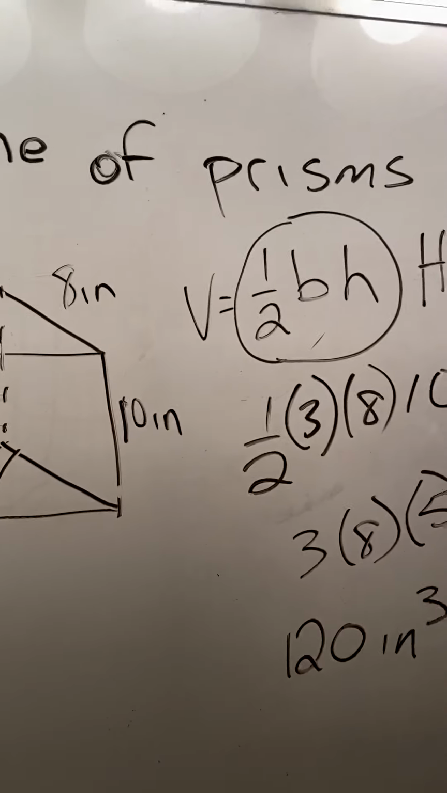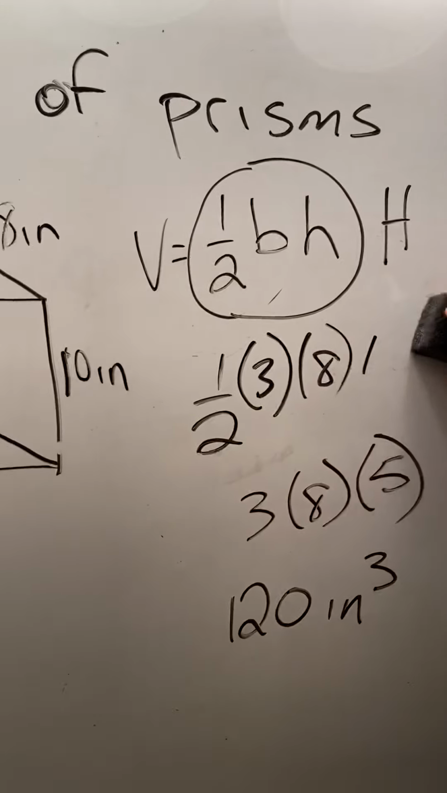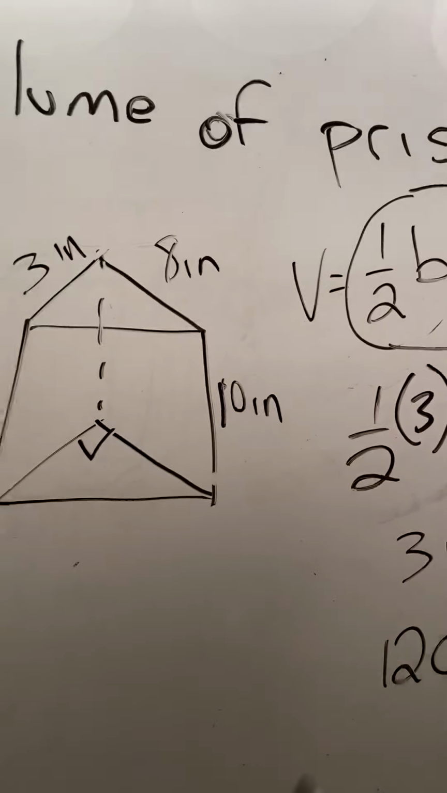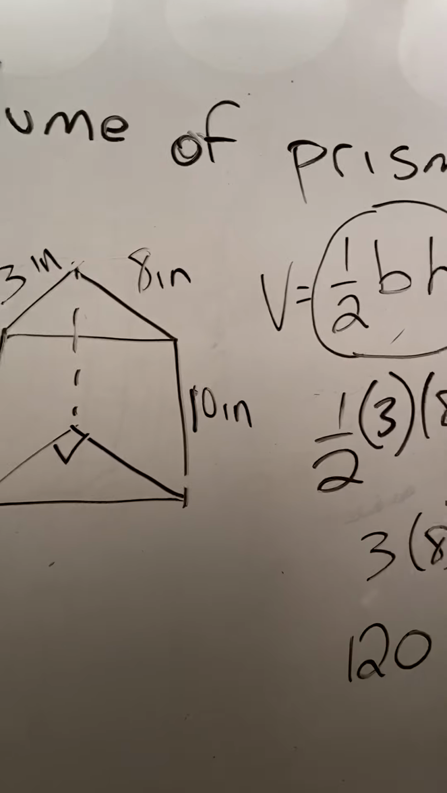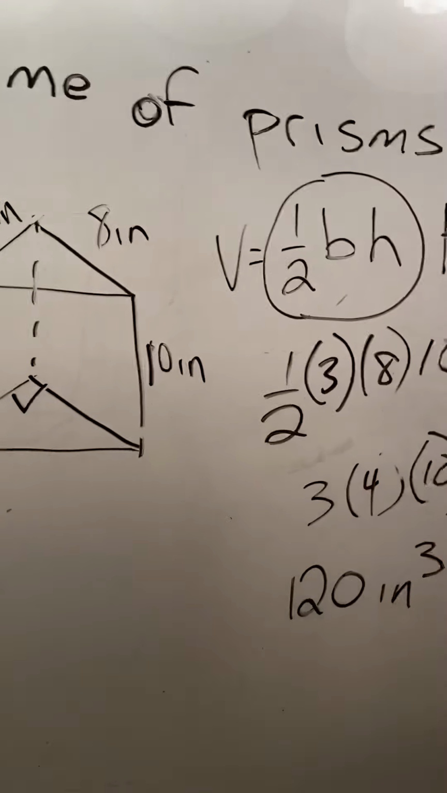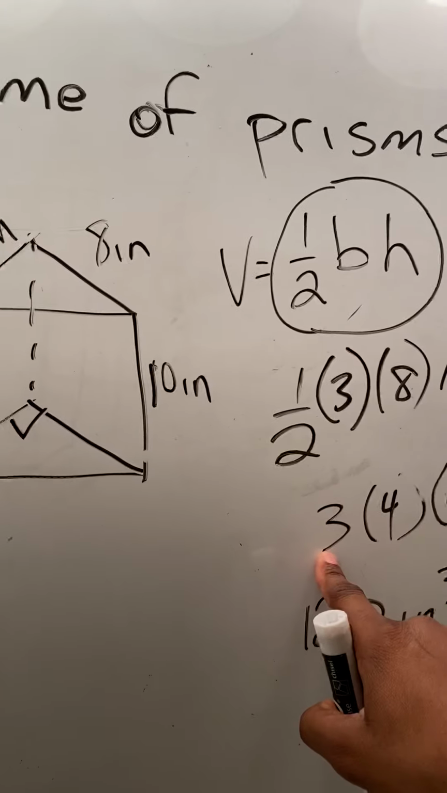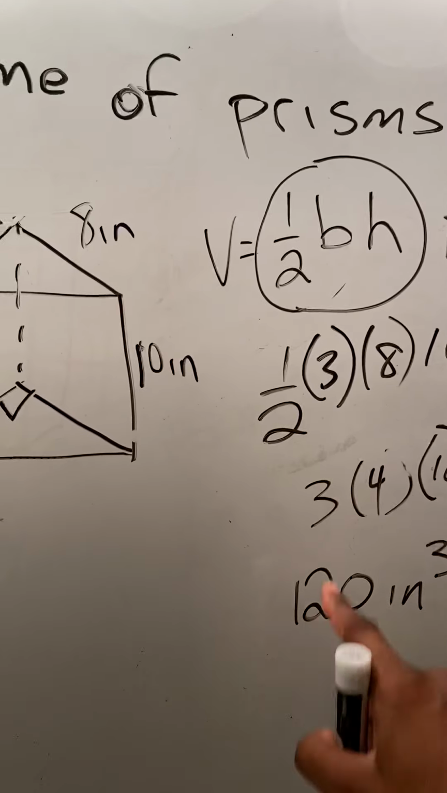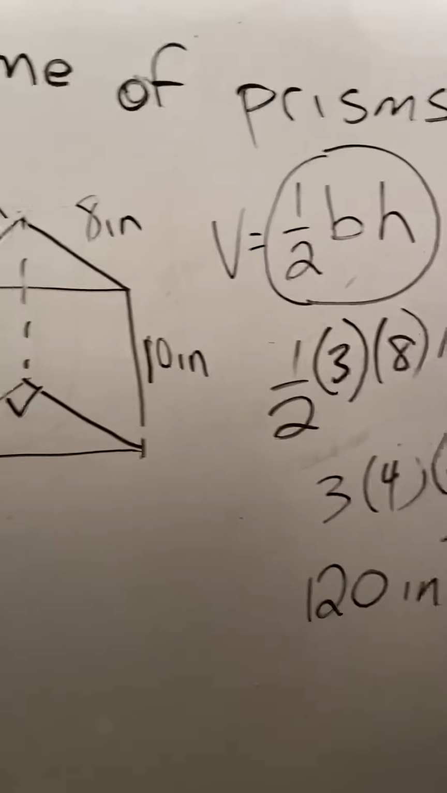If I didn't want to do half of 10, just to show you real quick. Oops, sorry, I got 10 there, and I did half of 8. So this would be 10. This would be 4. 40 times 3 is 120. Well, 12 times 10 is 120. You see, you can use it either way.